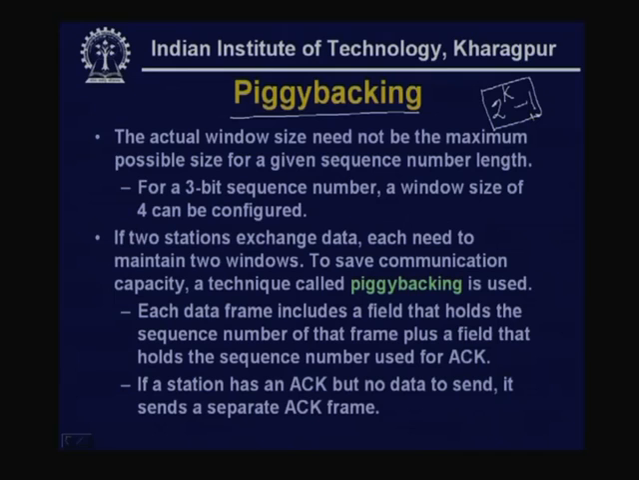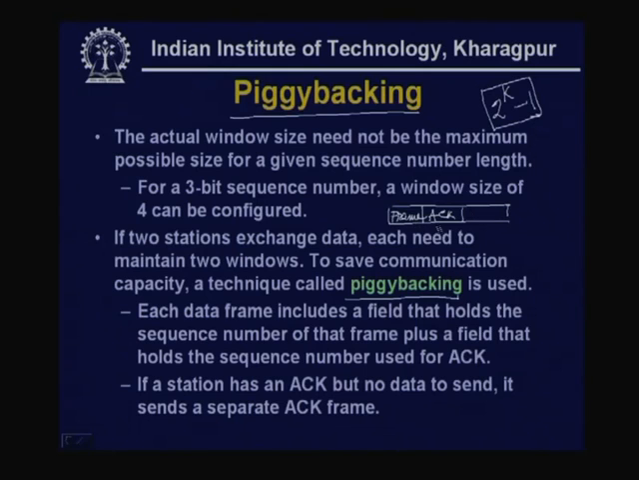Now, if 2 stations exchange data, each needs to maintain 2 windows. To save communication capacity, the technique is known as piggybacking. How does it work? Each data frame includes a field that holds the sequence number of that frame plus a field that holds the sequence number used for acknowledgement. That means each side will have 2 fields. One field is the sequence number, that is the frame number, and another is the acknowledgement number.